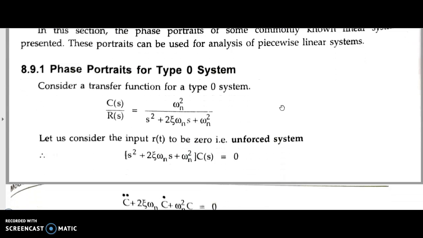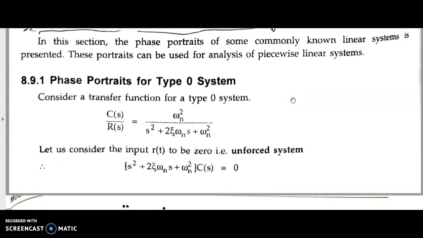See here, first is type 0 system. In control systems you have studied type 0 system, type 1 system, type 2 system, right? Type 0 system is related to the constant, that is Kp. Type 1 system means related to the velocity. Type 2 means acceleration. Like that you have studied. So no need to discuss all the theory behind type 0, type 1, type 2 systems. Just go through how the singular points are there in type 0, type 1, type 2. That is the topic we are going to discuss.